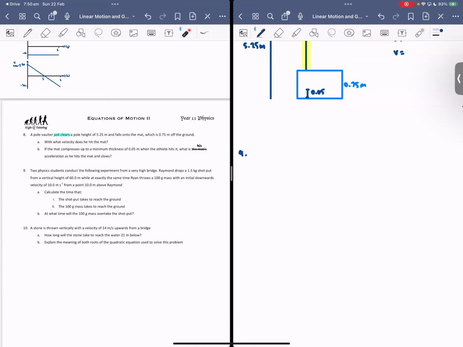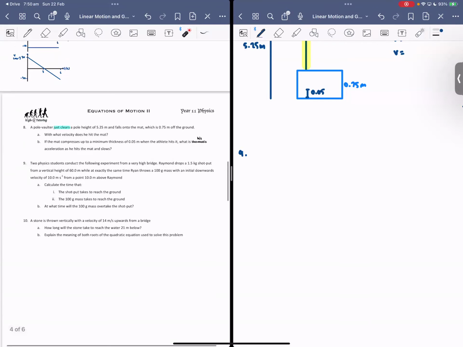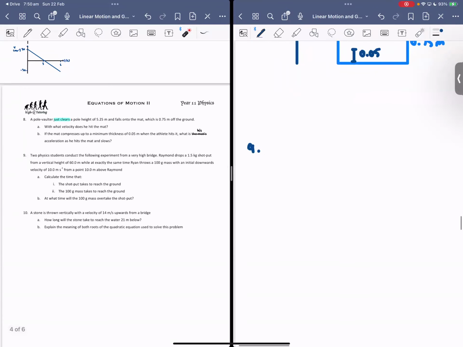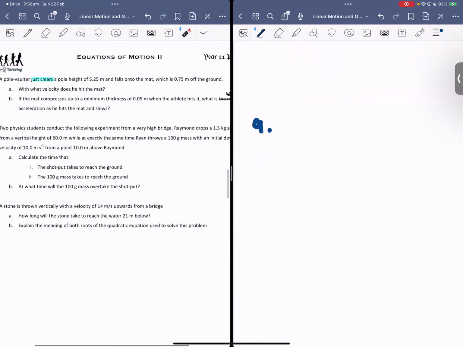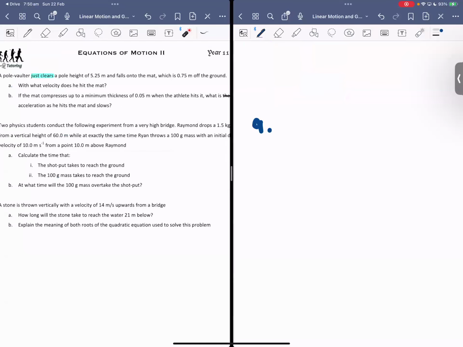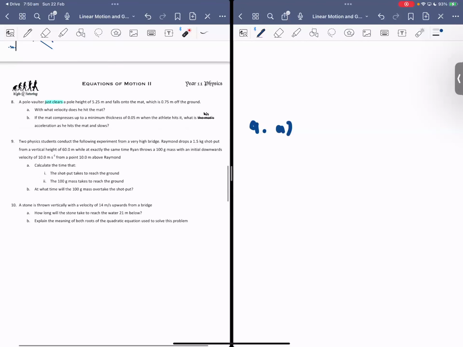That makes it easy, knowing that. So two physics students, blah, blah, blah. Raymond drops a 1.5 from a height of 60 meters, while exactly at the same time Ryan throws a 100 with an initial velocity. Okay. Are these free-falling objects or are they not free-falling objects? Yes, they're in the air. If they're in the air, they're free-falling objects. Then it's back to down being negative and up being positive, and acceleration being negative 9.8. So what letters do I have?